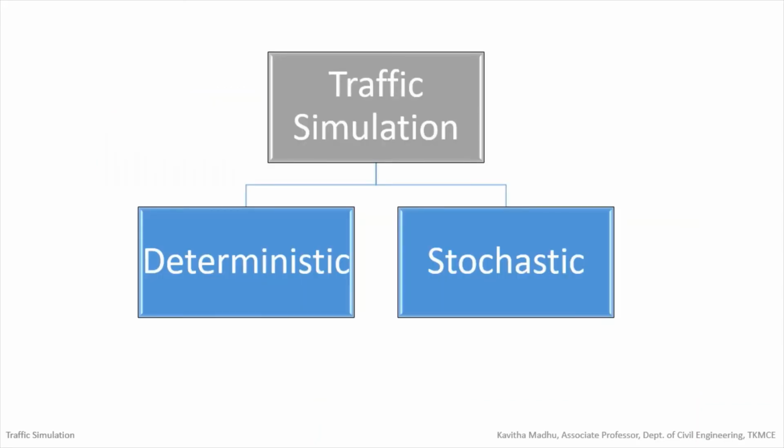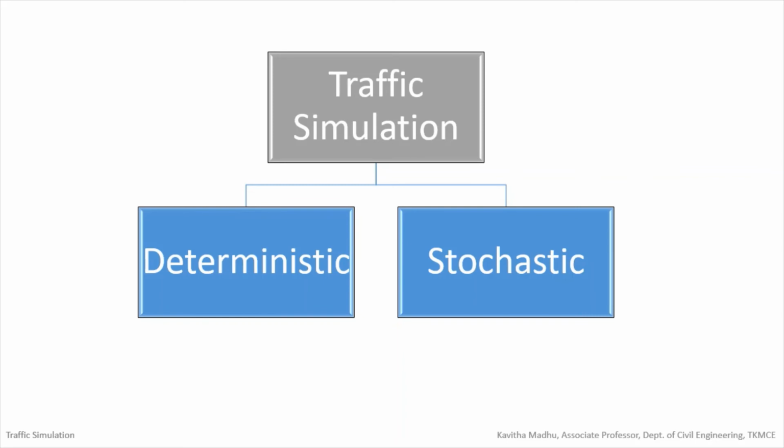The next type of classification is based on the type of processes represented by the model. One is the deterministic model, another one is the stochastic model. So what is the difference between stochastic and deterministic models? Unlike deterministic models that produce the same exact results for a particular set of inputs, stochastic models are the opposite of that. A deterministic model will produce the same exact result as we give a particular set of input.